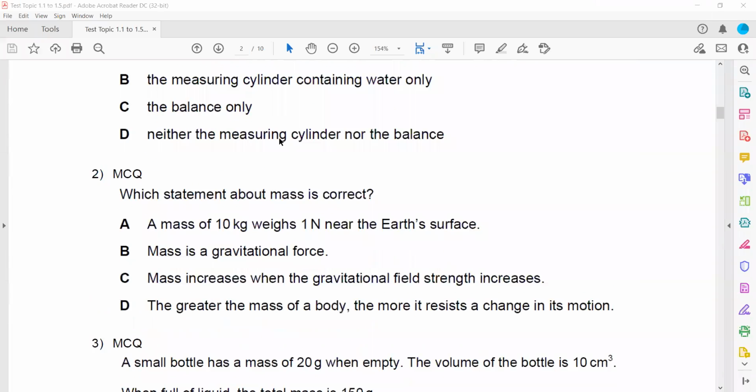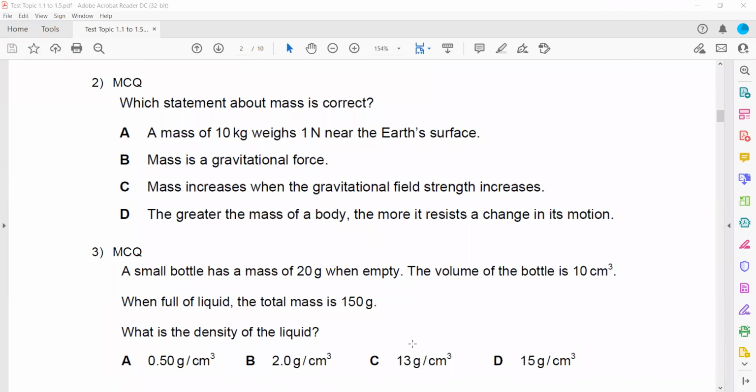Question 2, which statement about the mass is correct? So a mass of 10 kg, weight 1 Newton. So it is opposite actually, because the gravity is 10 Newton per kilogram. So it means if we have a mass of 1 kg, that will experience a force of 10 Newton. So that is wrong. Mass is not a gravitational force, weight is a gravitational force.